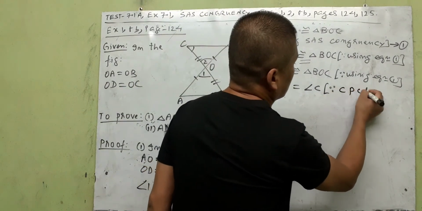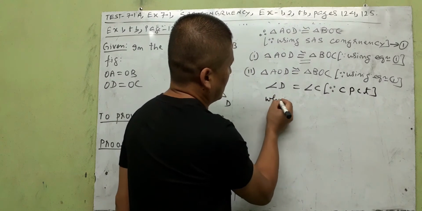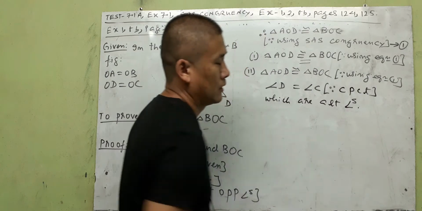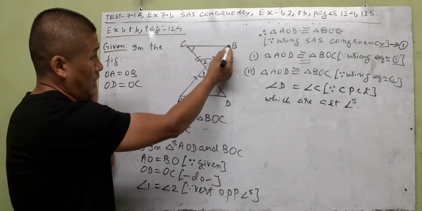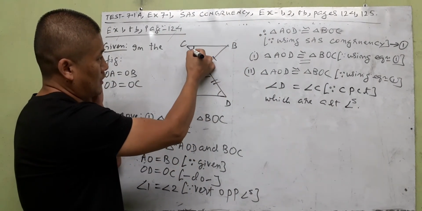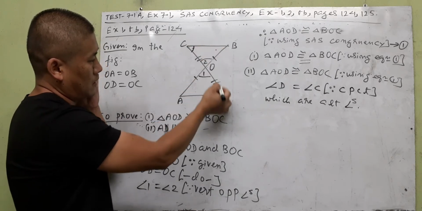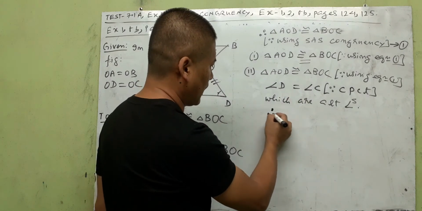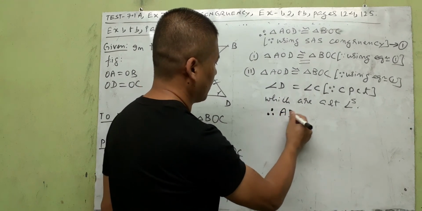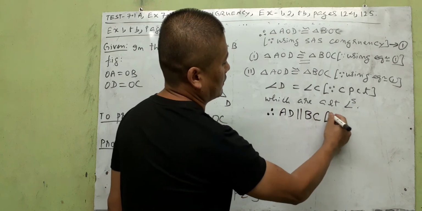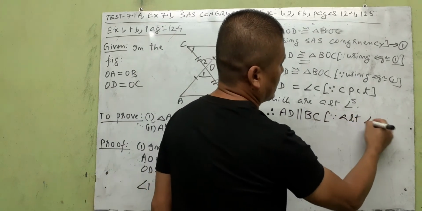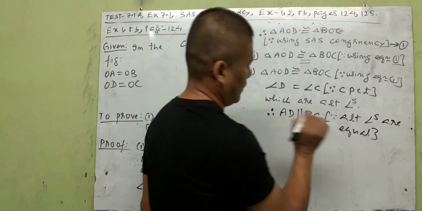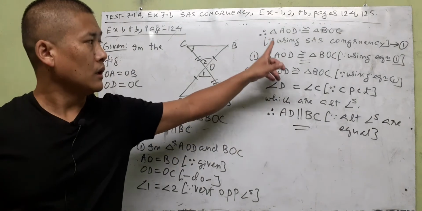And we write just CPCT, which are nothing but alternate angles. See here, these are alternate angles. These two lines you consider AD and BC. This angle inside, left D. So if the alternate angles are equal, then the lines AD and BC are parallel, since we can see the alternate angles are already shown to be equal. So this is the second answer, and this is the first answer.